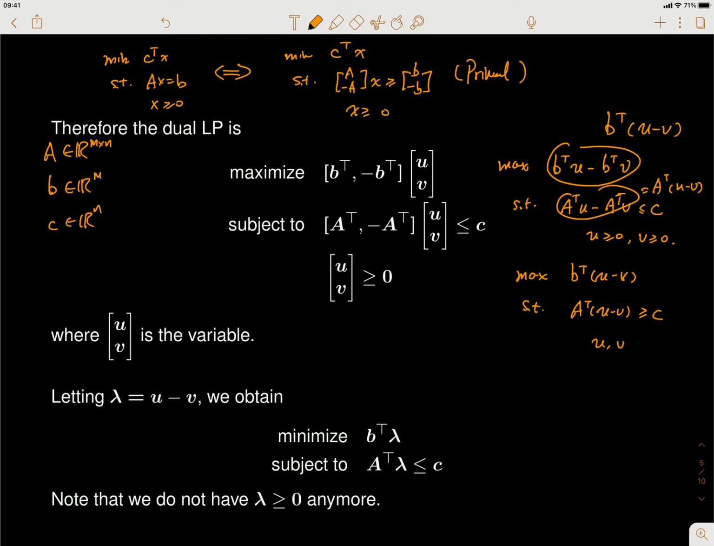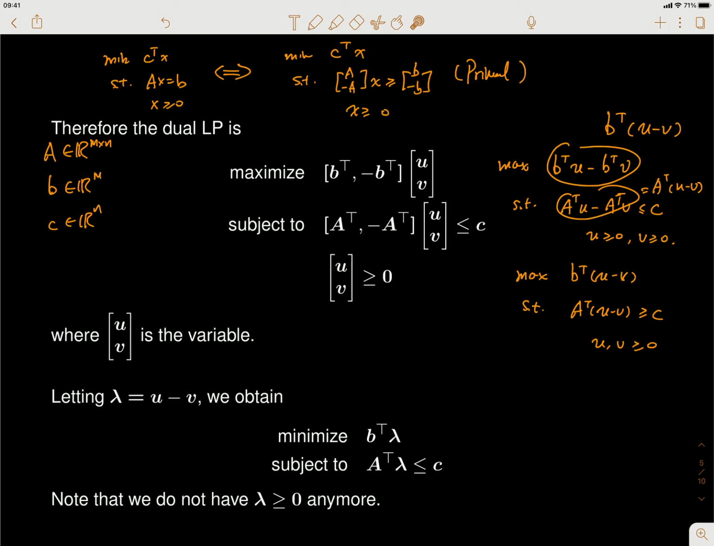And then u, v greater than or equal to 0. Well, we're only concerned about the u minus v, right? Because only u minus v needs to participate in the objective function and also this constraint. So as long as u minus v satisfies this, then we're actually maximizing this with respect to u minus v. And we'll have the constraint u and v are both non-negative, but u minus v can be anything, right?